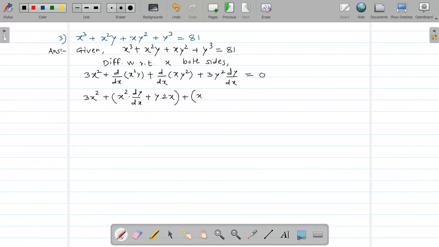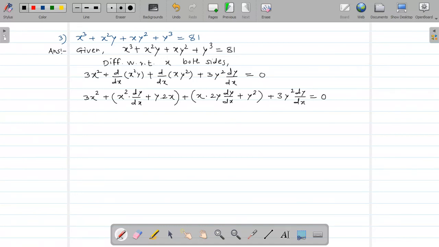rule, keep x as it is into the derivative of y square, which is 2y dy by dx, plus, now y square as it is into the derivative of x, which is 1, so no need to write here, plus, now here d by dx of x into y square is completed in this bracket. Now the last term is 3y square into dy by dx, and it is equal to, right hand side is 0.